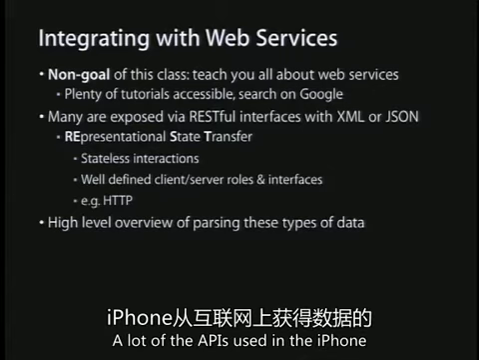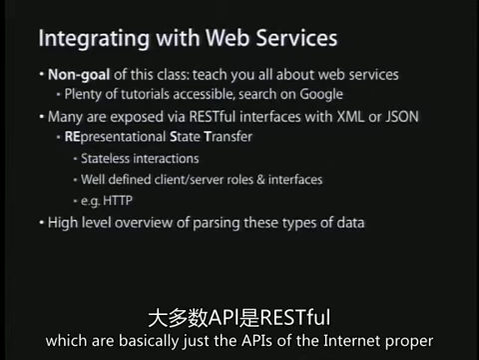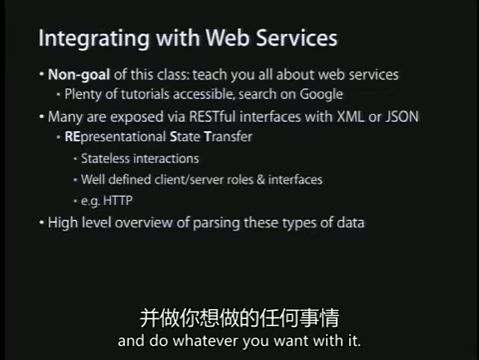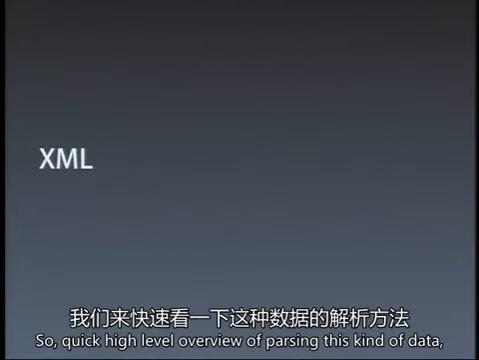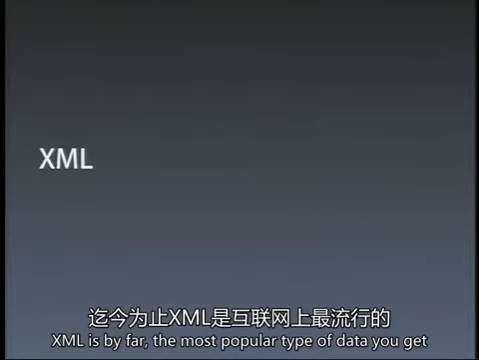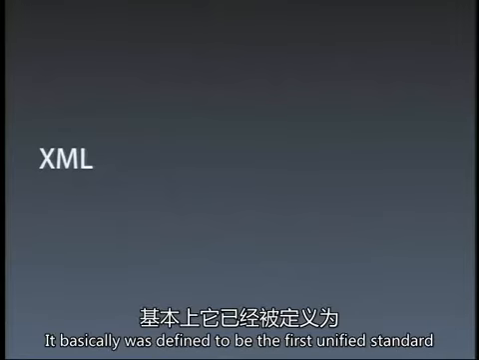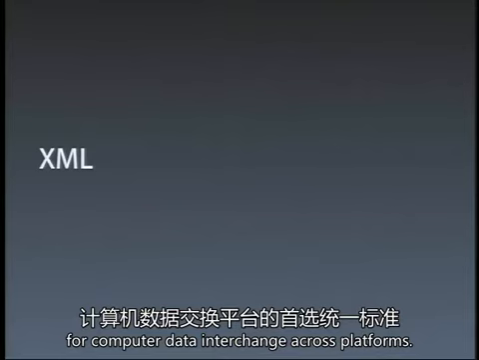A lot of the APIs used in the iPhone, which are basically just the APIs of the internet proper to access data from the internet, are RESTful. And you can take the data you get back and do whatever you want with it. So, a quick high-level overview of parsing this kind of data. XML is by far the most popular type of data you get on the internet and use programmatically. It basically was defined to be the first unified standard for computer data interchange across platforms.